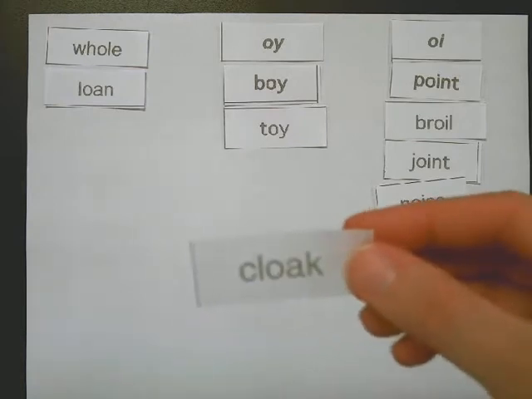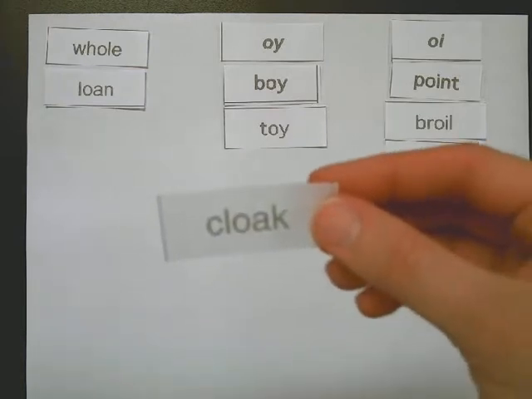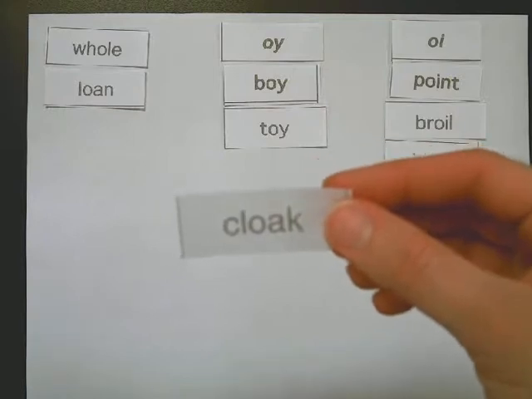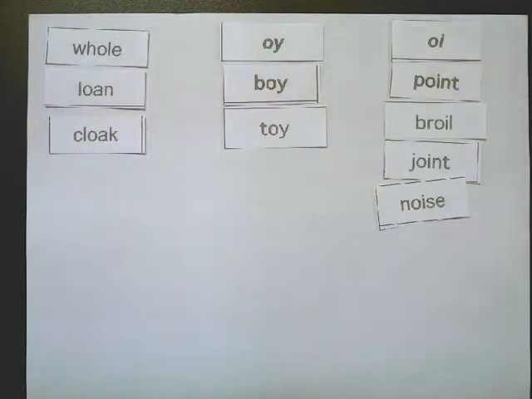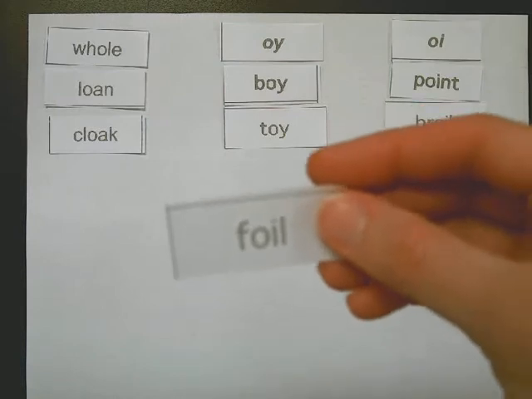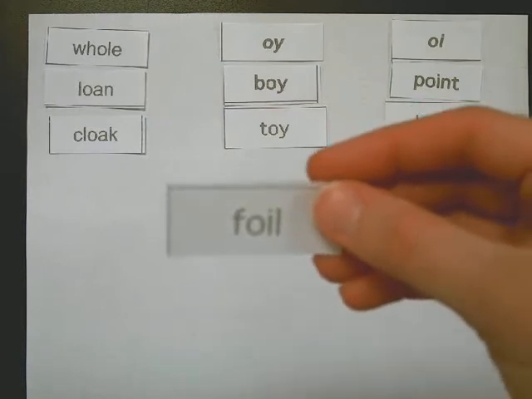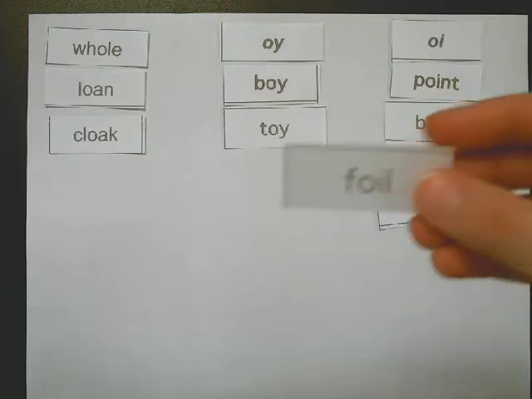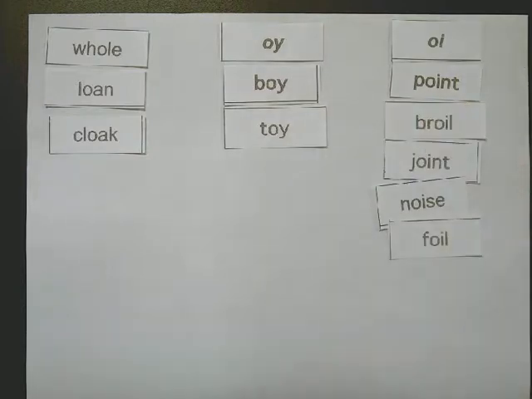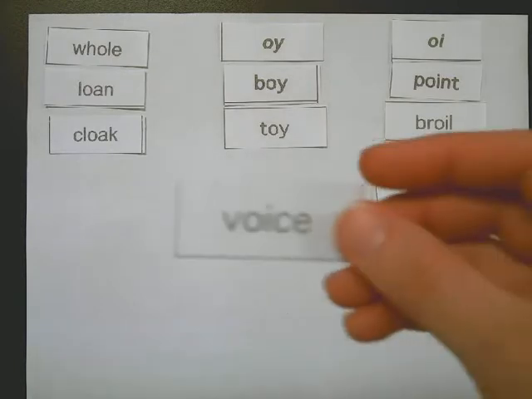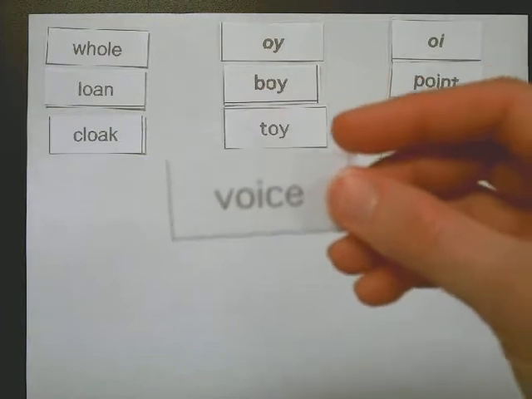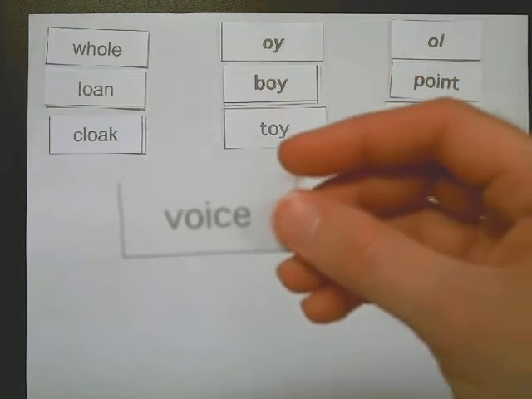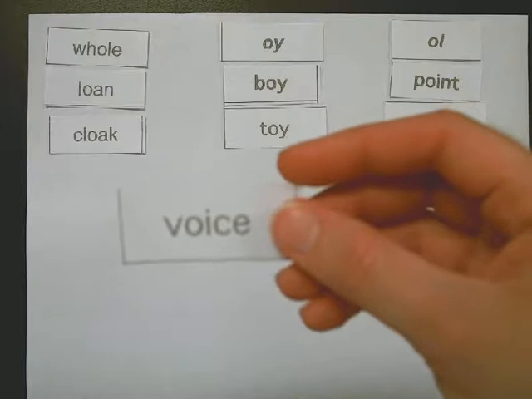Here's the word cloak. Cloak is like a coat that you would put on, or a fancy coat that you can wear. I hear an O sound in this word, a long O sound. So I'm going to put it with my other long O words. This is the word foil, like you might wrap food in when you're cooking, or to line something with foil. I hear an oi sound, and I see the spelling pattern OI. Here's the word voice. Voice, I hear an oi sound in the middle, and I see OI.